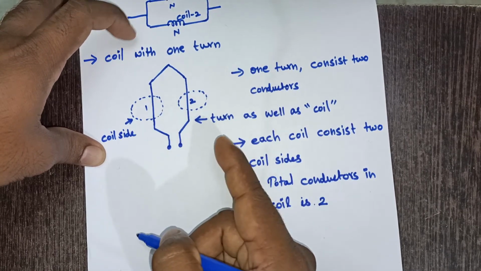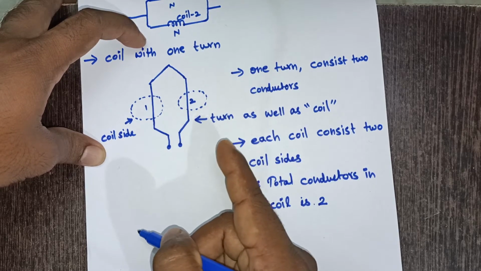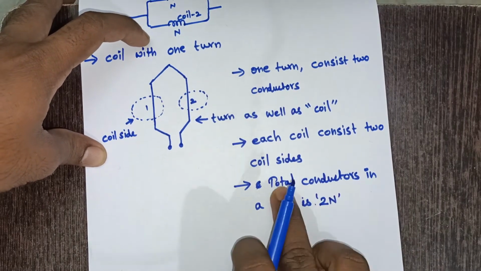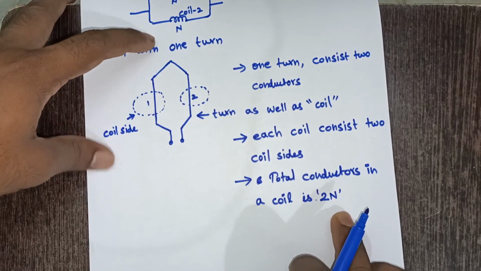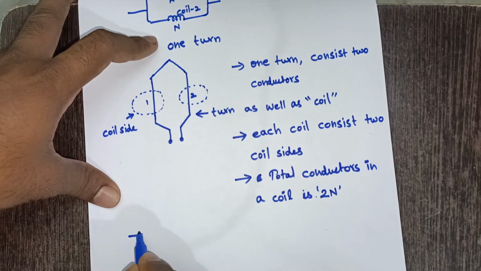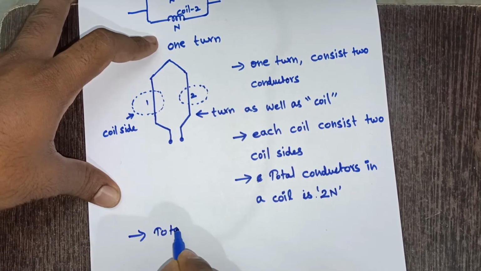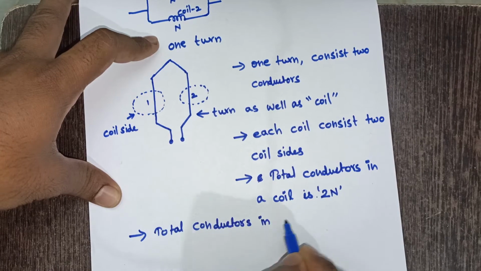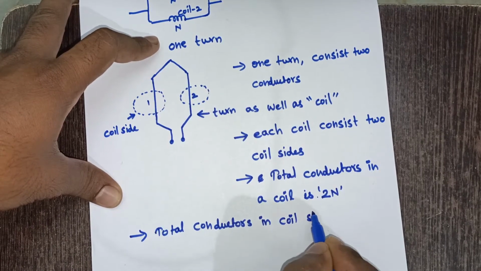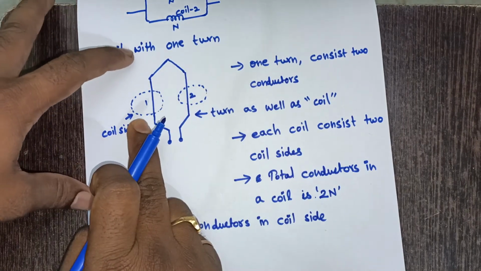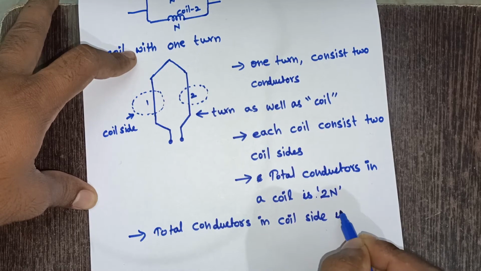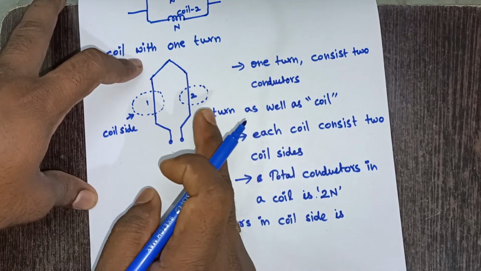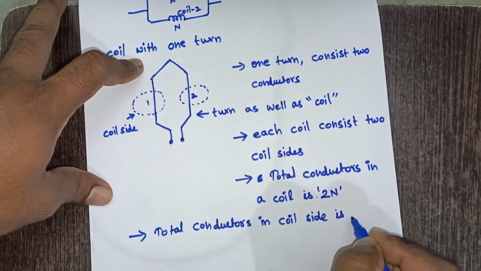If I take n turns, then what happens? N turns into 2, so n into 2 conductors. So total conductors in a coil is 2n, right? Similarly, total conductors in a coil side, which we called a coil side, is, as per this diagram, only one conductor. So that is applicable for 1 turn. But when it comes to n turns, it is going to have n conductors. Total conductors in a coil side is n.